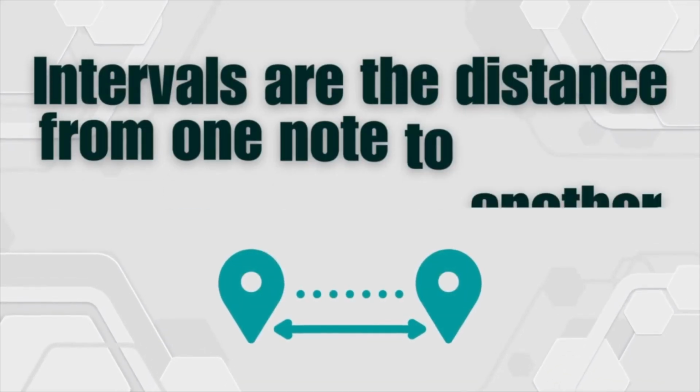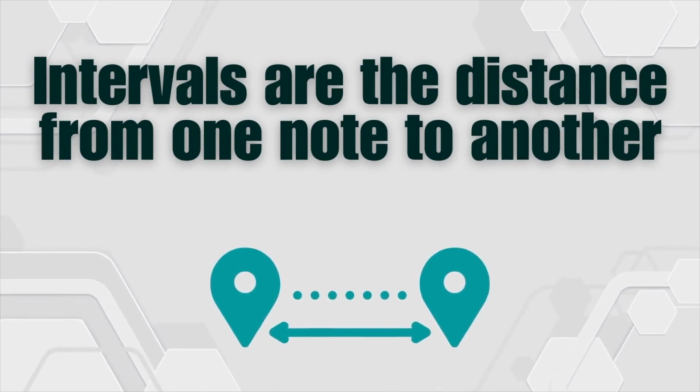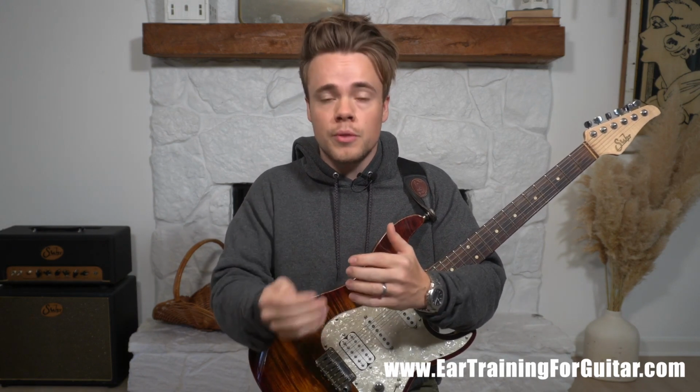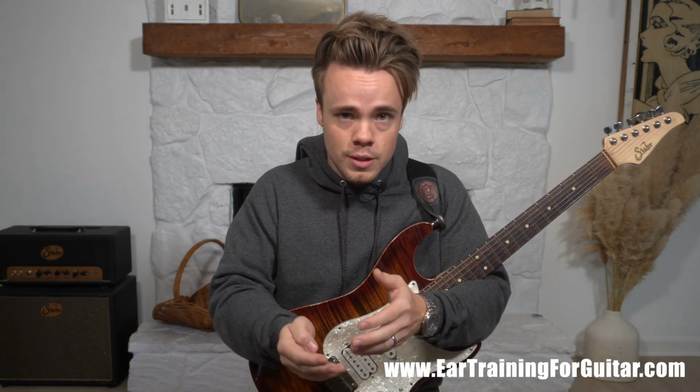Intervals are just the distance from one note to another. One way you can think about it is it's like our musical measuring tape, okay? Because it's just distances. If I say it's a second interval, that is telling you a specific distance from the root. If it's a third interval, that's another specific distance.